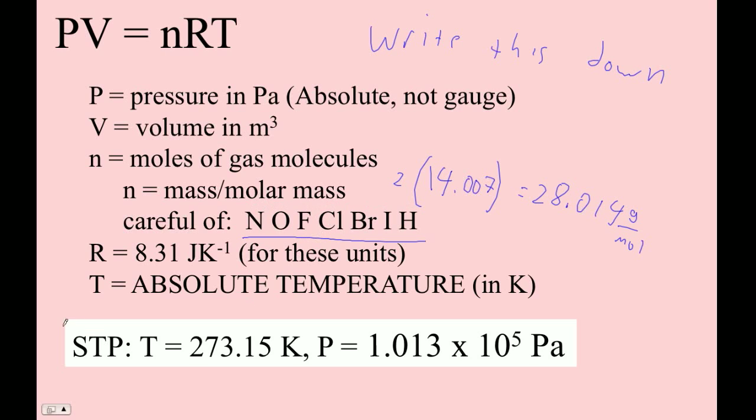Anyway, this is when we say something's at STP, temperature is 0 Celsius or 273.15 kelvins, and the pressure is 1 atmosphere, which is this. Okay? I'm going to do an example problem. Pause and write these down if you need to.